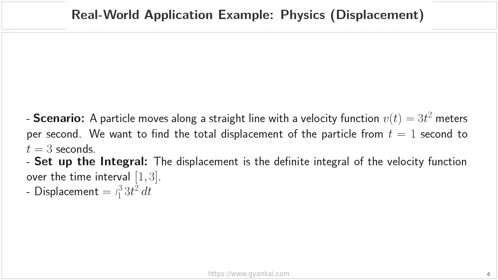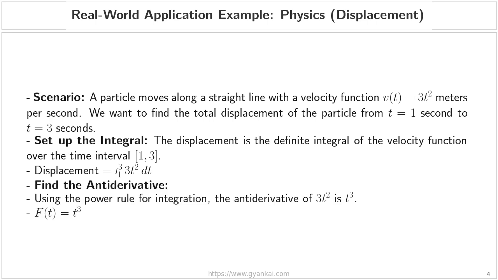So, to set up the integral, we write the definite integral of the velocity function, v of t, from the lower limit of 1 to the upper limit of 3. This is written as the integral from 1 to 3 of 3t squared dt. dt simply represents an infinitesimally small change in time and is crucial for the integration process.